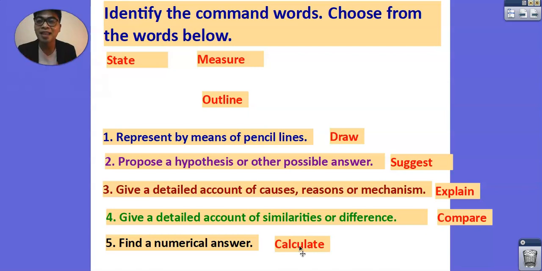So I hope that these command words are clear for you, and we are going to use them as we go along with our worksheets and with our tests and with our exams.